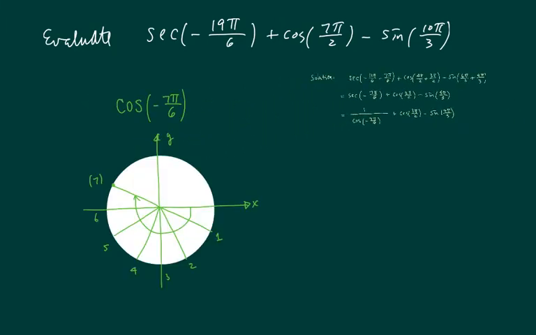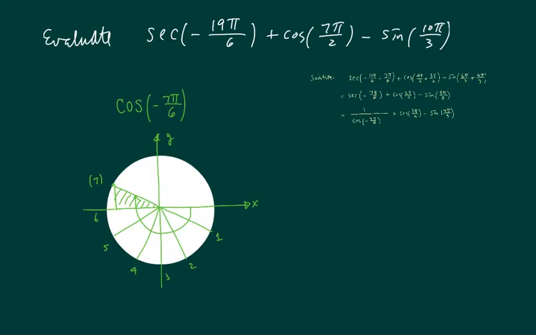Since this is a negative angle, it goes clockwise. I divided the circle here into 6 parts, as you can see. 1, 2, 3, 4, 5, 6, 7. 7 gets me over here. And the basic triangle, even though it's all the way up there, is actually a 30-60 degree triangle.